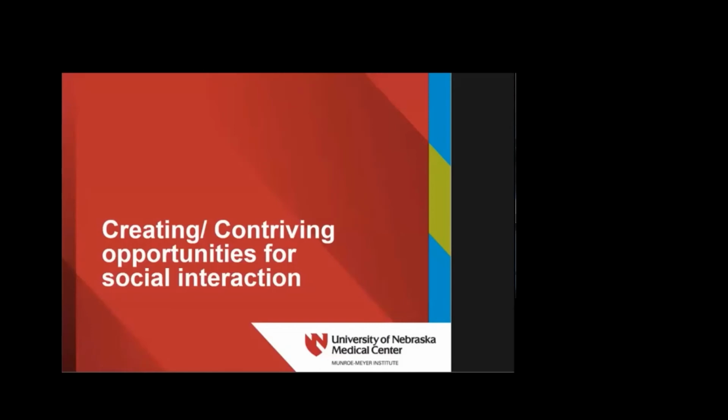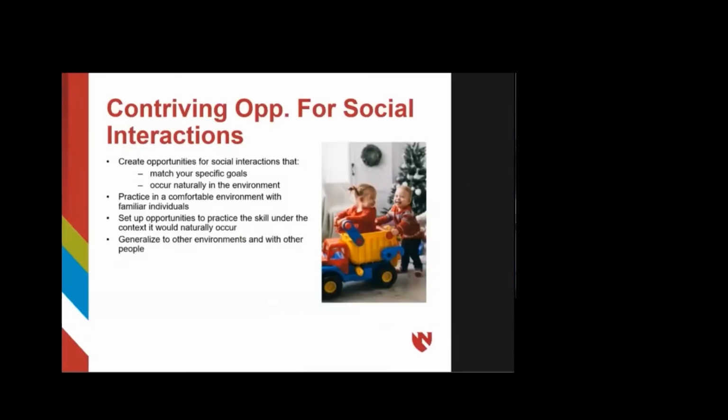Okay, so now that we are familiar with when social skills should develop and the different ways to teach social skills, we can talk about creating opportunities for social interaction in the natural environment. As we discussed previously, there are many ways to model and teach social skills before we practice them in the natural environment. So we want to create social opportunities that match our specific goals and that we can easily transfer and practice naturally in the environment.